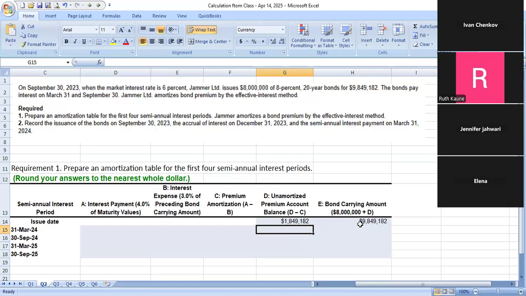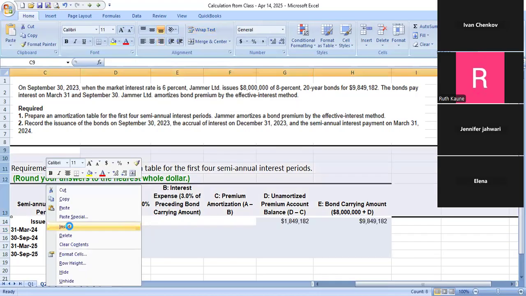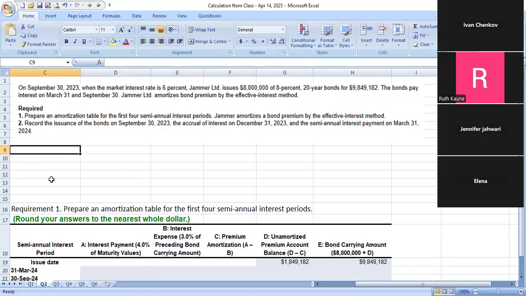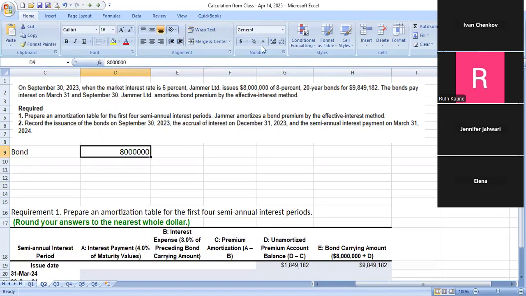So let's go. I have to pay interest, right? How much interest am I going to pay? Since I'm paying twice a year, every time I'm going to pay 4% interest. Make sense? You know what? Forget about this. Let's go with this. What's the value of the bond? 8 million, right? Are you guys with me? Yes. The bond is 8 million.